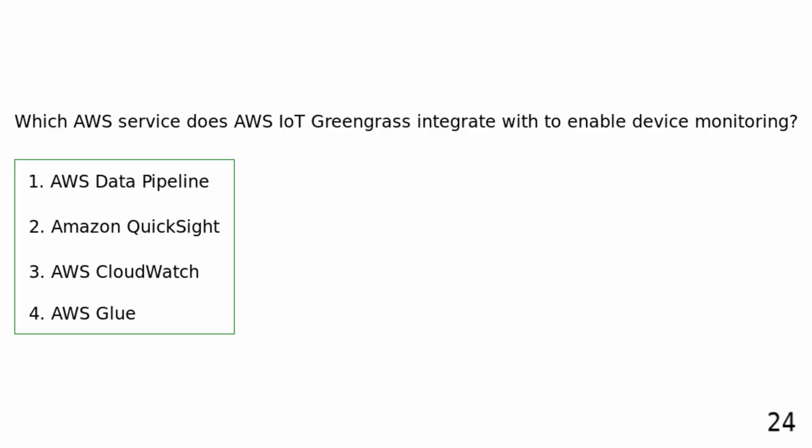Which AWS service does AWS IoT Greengrass integrate with to enable device monitoring? AWS Data Pipeline. Amazon QuickSight. AWS CloudWatch. AWS Glue. AWS CloudWatch integration allows for monitoring and logging of device metrics and activities.